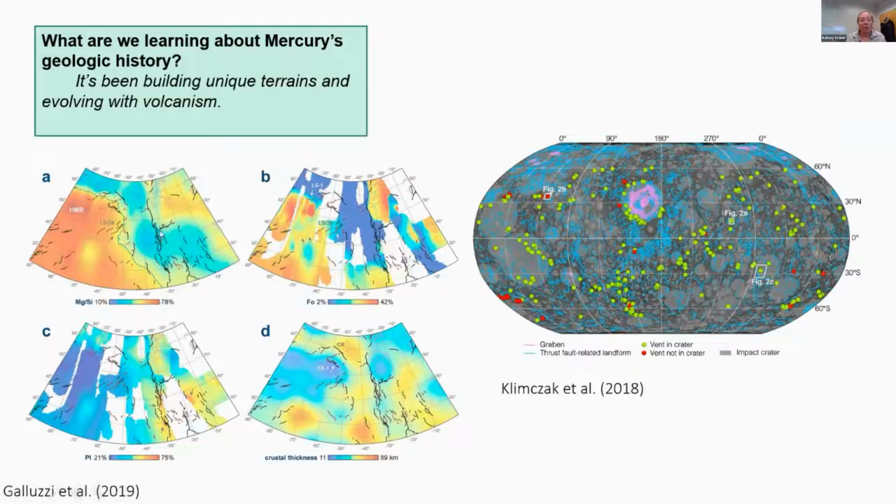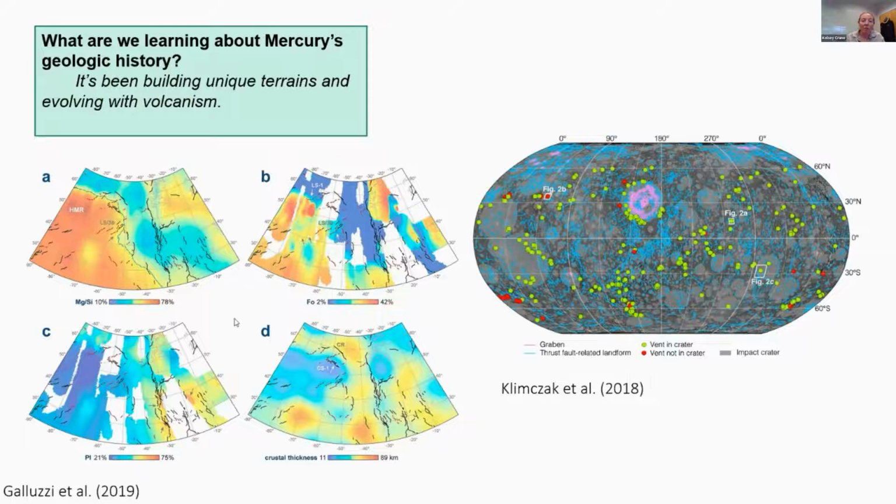We can think about the compositional boundaries, that this is the high magnesium boundary, and it is totally bounded by faults on this side. Same with the crustal thickness map, that this is a higher crustal thickness, and we've got faults bounding on both sides of that. So those faults, because they are in those boundary zones, they must have come after, or they are genetically related in some way to those specific regions. So Mercury is building unique terrains, and the faults are highlighting those terrains and giving us an opportunity to look at how extensive they are in depth.